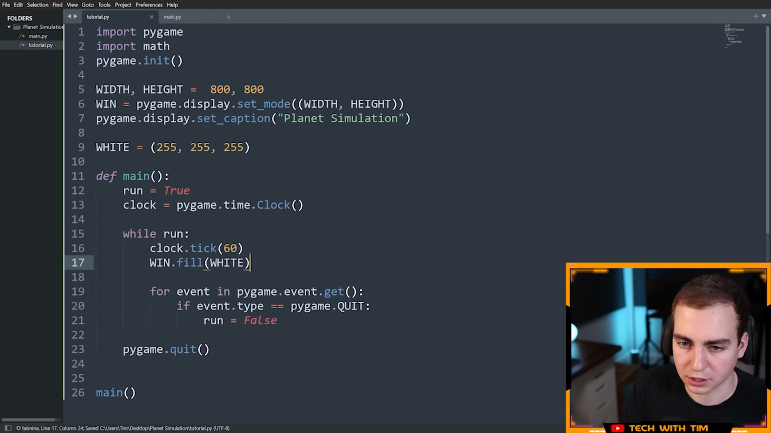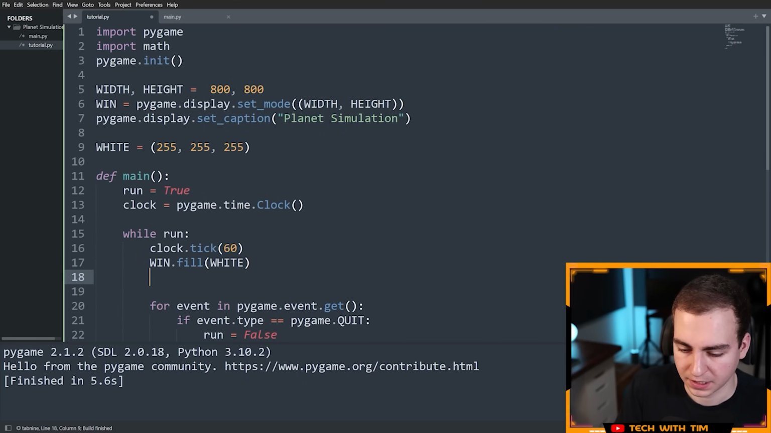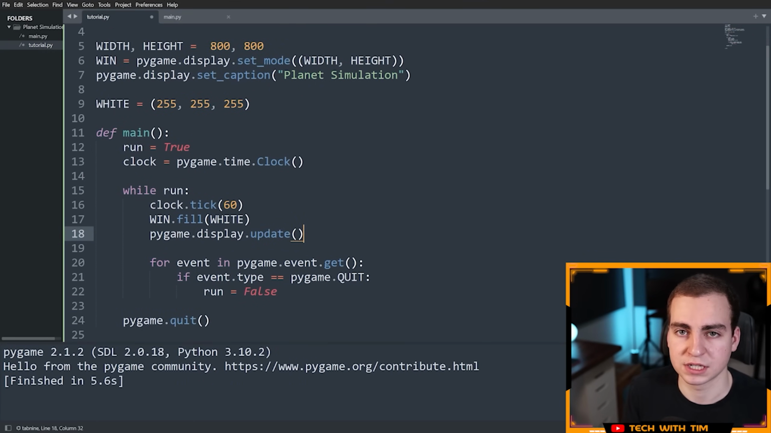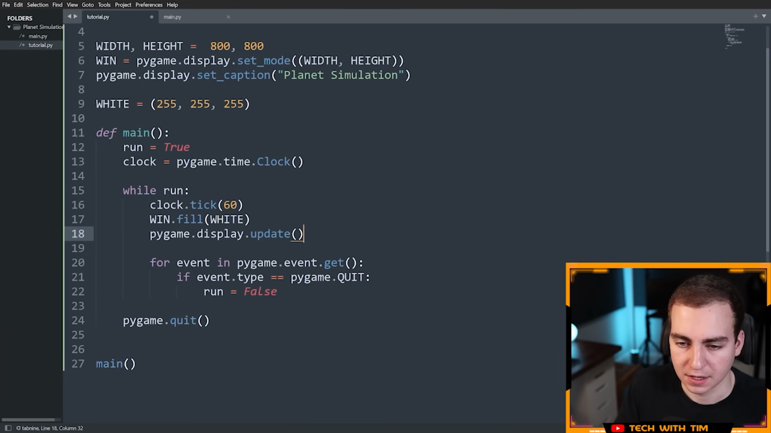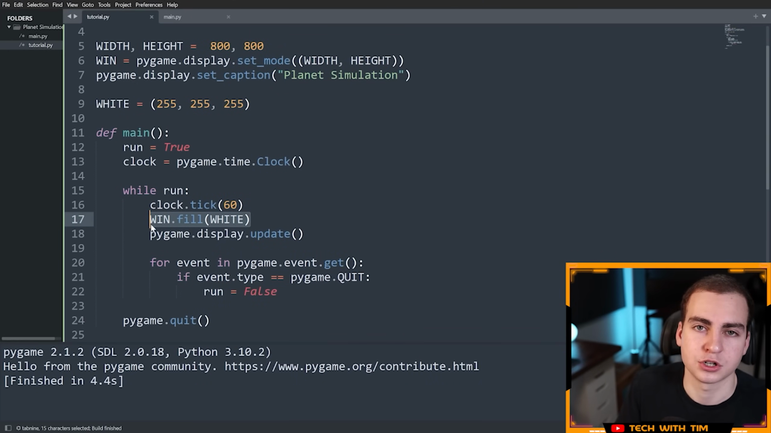However, if I currently run the code, we actually don't get any white on the screen. The reason is that we're not updating the display. So what I need to do is say pygame.display.update. What this does is take all of the drawing actions that we've done since the last update and draw them onto the screen. So every loop, I'm going to fill the background with white, and then update the display. Now if I run this, you're going to see that we get a white background. Now, we don't actually want a white background. I want a black one, so I'm going to get rid of this. I just wanted to show you how we fill the screen. Okay, so let's comment these out for right now.